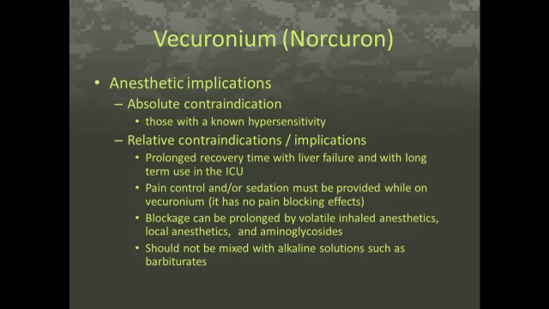Neuromuscular blockade can be prolonged if used with a volatile inhaled anesthetic. It's also been seen with use of local anesthetics and aminoglycoside antibiotics. Vecuronium is a weak acid and should not be mixed with alkaline solutions such as thiopental and other barbiturates, as this will result in a precipitation.